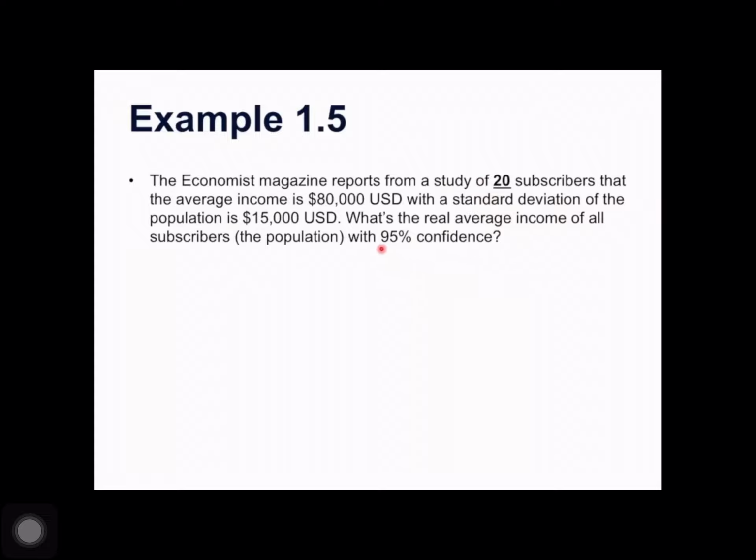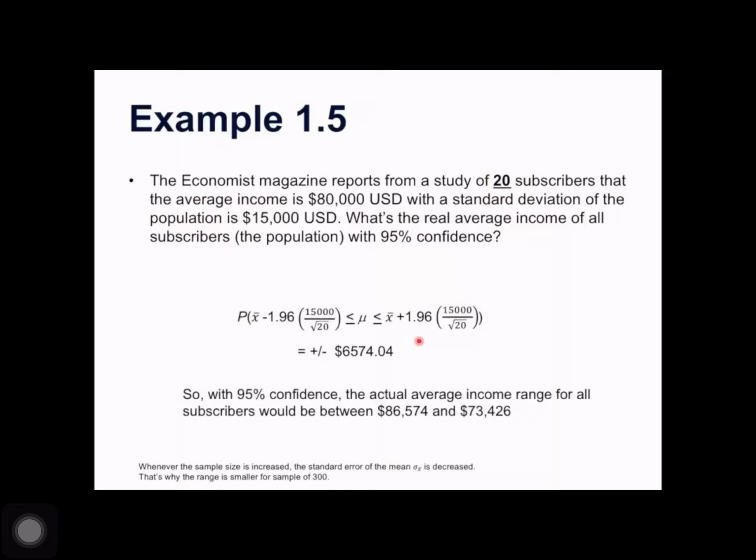Now I can still compute a 95% confidence interval. Notice I got the same mean, but this time I only have 20 subscribers, so my sample was much smaller. Well, now there's more variation in the sample. You can do the math just plugging into the formula there, but now you can notice that the error, the variance, the variability that I got in those sample means have now expanded from $4,000 to over $6,500. So I can still be 95% confident that the actual average income for all the subscribers are going to be in that range. But it's wider now than it was when I had a sample of 300.